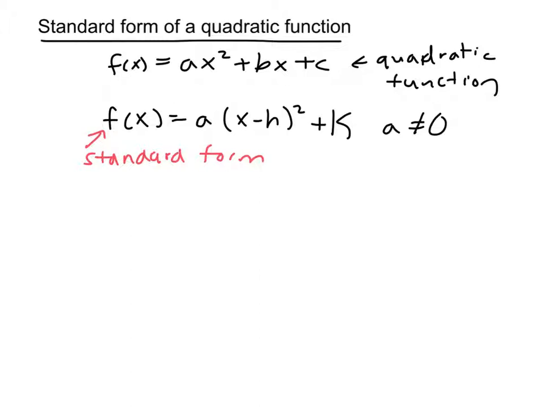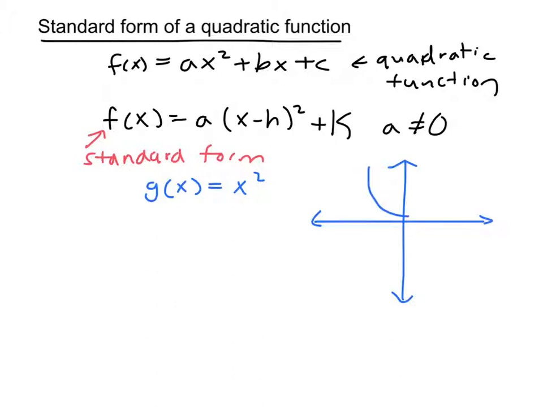Do you notice that this standard form of a quadratic function is a transformation of the function g of x equals x squared? We know what g looks like. It's a parabola going through the origin.